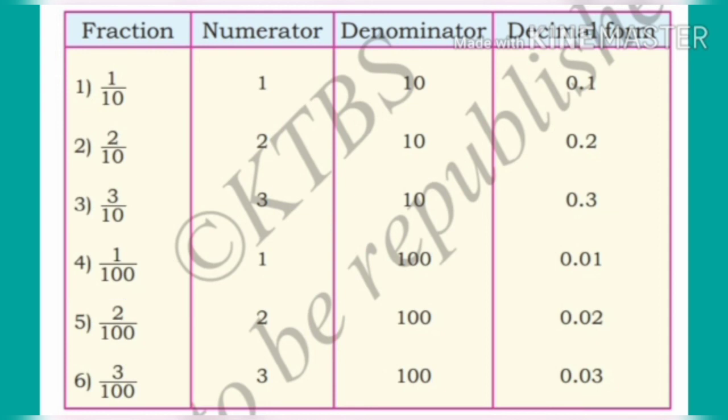Now, fourth one. Observe the fraction form 1 by 100. Here 1 is the numerator and 100 is the denominator. So, we write it in decimal form as 0.01. Observe the fifth one, fraction form 2 by 100. 2 is the numerator and 100 is the denominator. So we write it in decimal form as 0.02. Now sixth one, 3 by 100. So we write it in decimal form as 0.03.